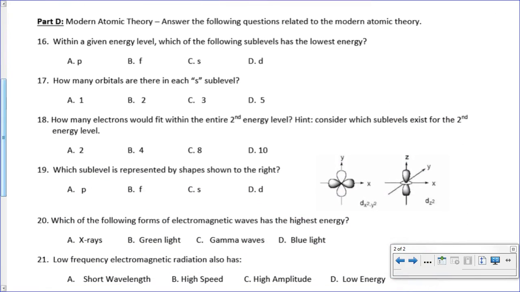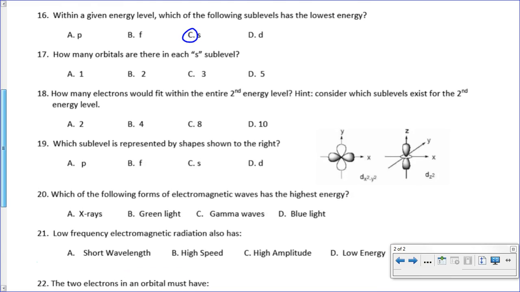Looking through here, this is about the modern atomic theory. It says, within any given energy level, which of the following sublevels has the lowest energy? All right. The lowest energy that you go into for a sublevel is S. We enter S first, then P, D, and then F. How many orbitals are there in the S sublevel?